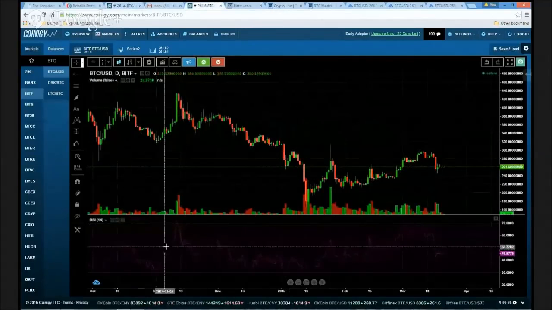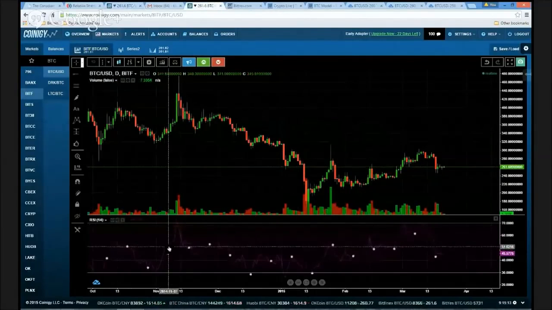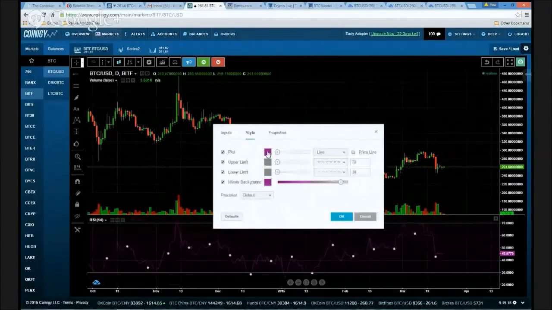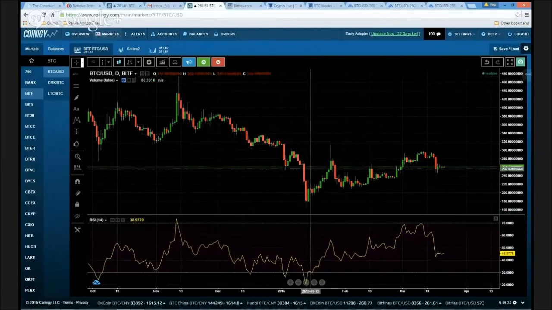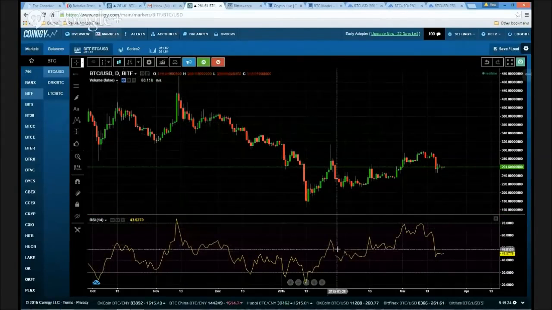Here it is. Here's the default, the 14 period. Let's go and change this back to yellow. There we go. And we'll hide that. So now this is off of the daily Bitfinex chart.